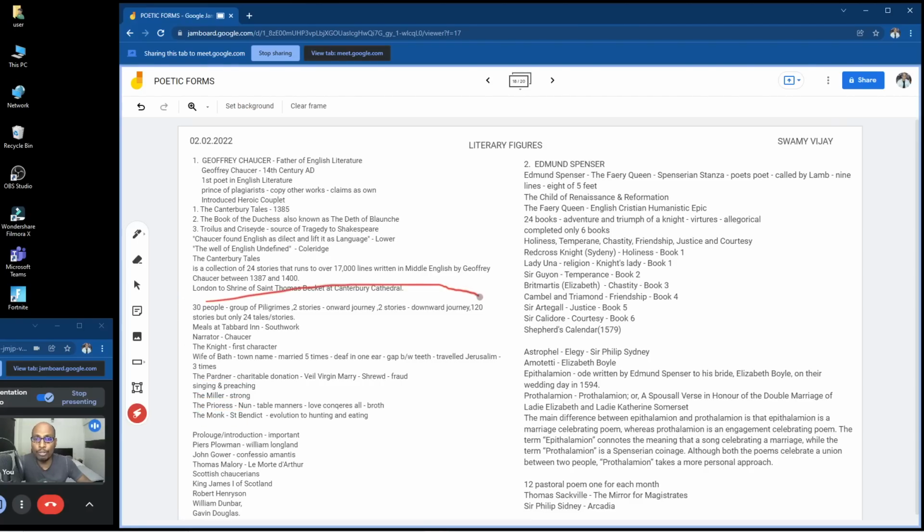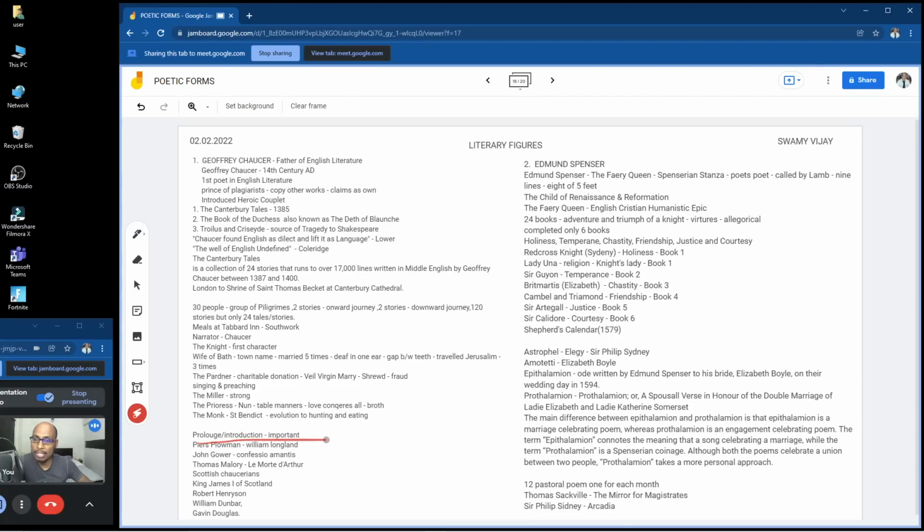I shared one video with you all. Did you all watch that video on the prologue to Canterbury Tales characters? Did you all watch? No, sir, I didn't. You have to watch that video, so that each and every character has been explained, described using pictures also. And then the prologue, the introduction, is important. We have to read the prologue to the Canterbury Tales.